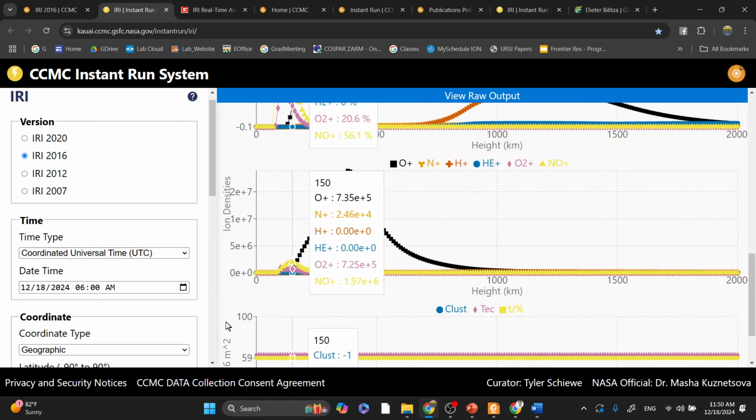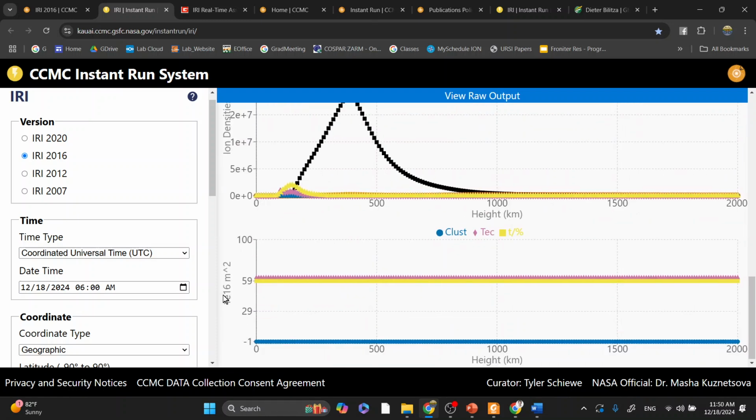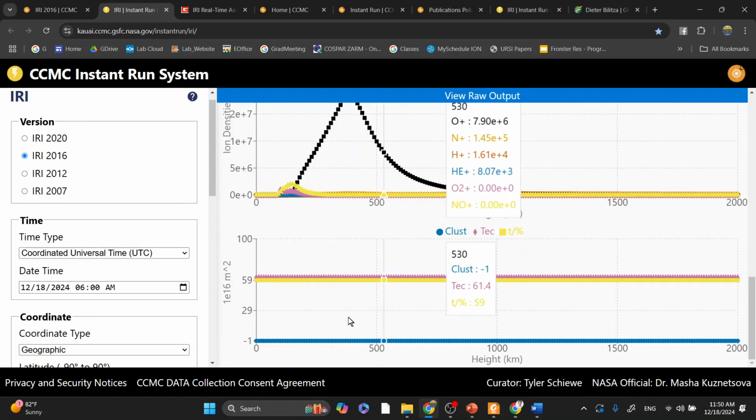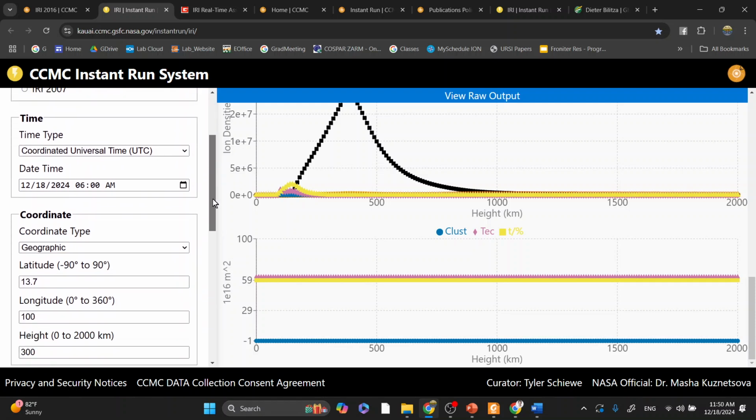What else? Oh, it shows everything, no? Ion density for different types. The top one is the percentage. This is the density. TEC? Oh, no. This is strange. Oh, there's no range of time.